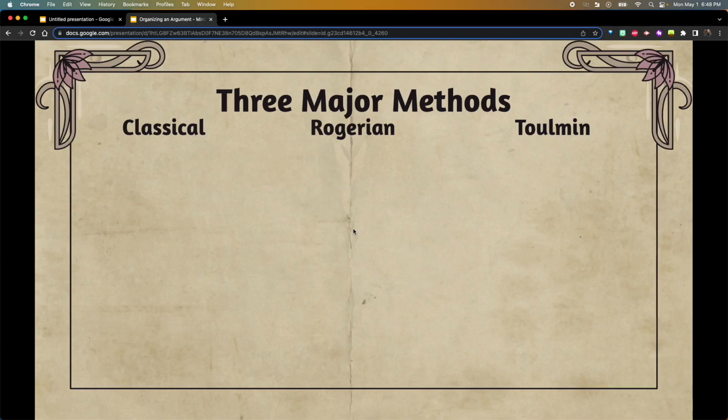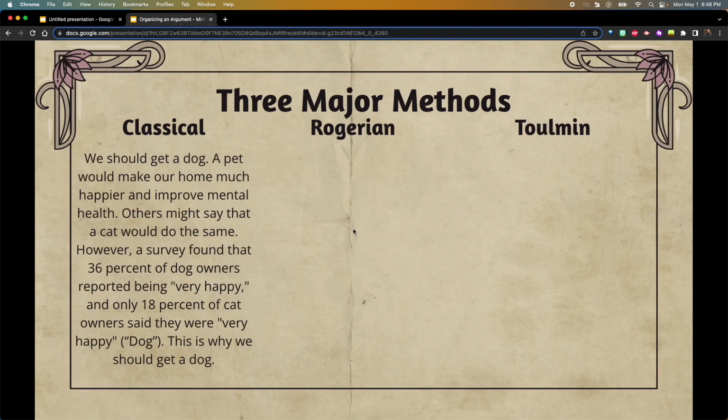Let's look at some examples of these three major methods. We'll talk about the same topic for all three. First is the classical method. Here's how that argument should look. You would say, we should get a dog. That's your introduction. You explain your side. A pet would make our home much happier and improve mental health. Then you explain the other side.